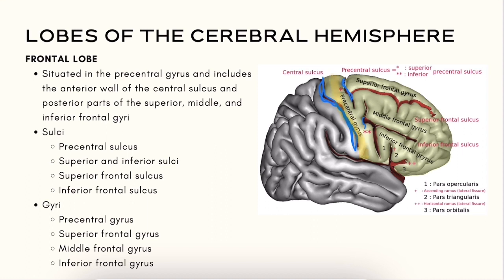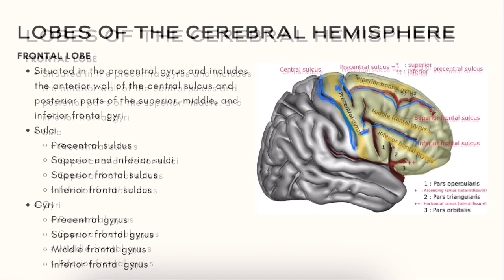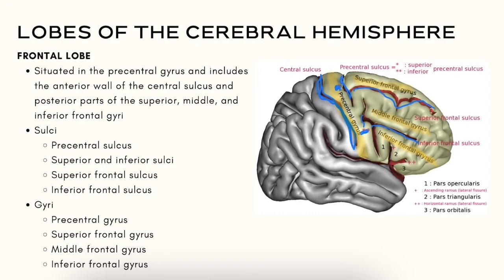So it would have a superior frontal gyrus and a middle frontal gyrus and an inferior frontal gyrus. These three right here. Now these are all separated by two: we have our superior frontal sulcus and our inferior frontal sulcus. And then we will have our superior precentral sulcus and our inferior precentral sulcus right here. So that's how our frontal lobe looks, how it's separated, the gyri that it has.